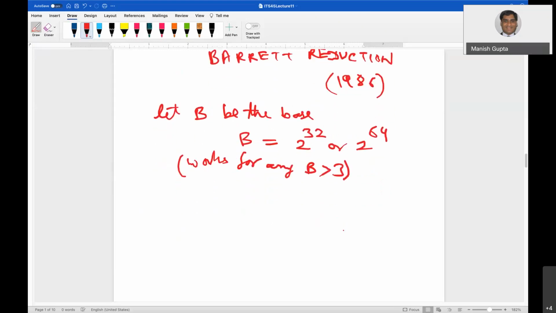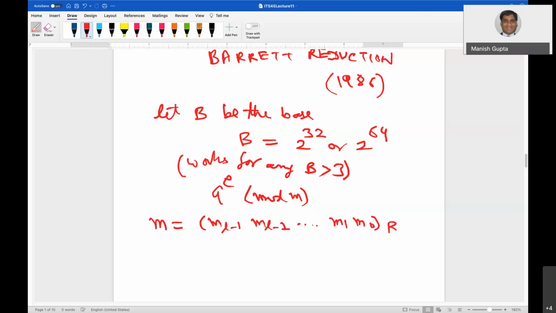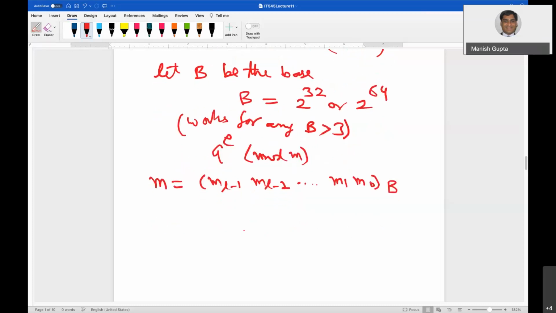So first thing, because you see we need to compute A raised to power E mod M, right? And what we are doing is square and multiply, right? So what we can do now, write down the modulus M as M_{l-1}, M_{l-2}, ..., M_1, M_0 in base B. Okay, so M is represented as a base B number.